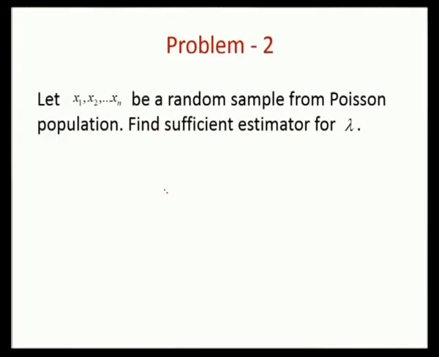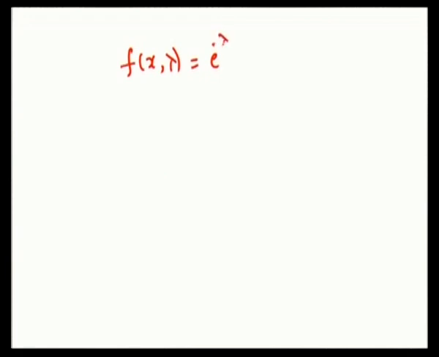So, now let us discuss the second problem, where we have been given that x1 up to xn is a random sample from a Poisson population. Find the sufficient estimator for lambda. So, how to go about this particular problem? The density function of a Poisson population with the parameter lambda is given as e power minus lambda, lambda power x by x factorial, where x ranges from 0, 1, 2, 3 up to infinity, okay, and lambda is the parameter.